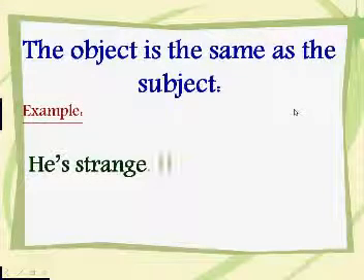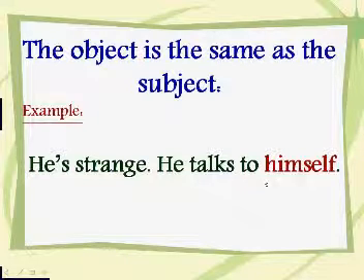For example, he's strange. He talks to himself. Who talks? He. To who? To him. But I cannot say him. Here I have to use a reflexive pronoun, which is himself. So the object is the same as the subject. The subject is he, and the object is supposed to be him. So in this case, it's going to be himself. He is strange. He talks to himself.